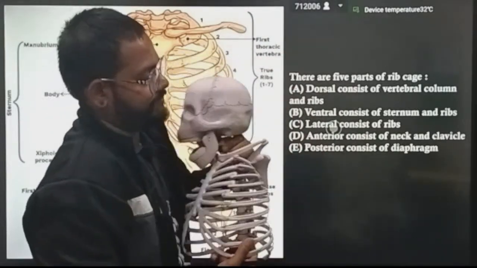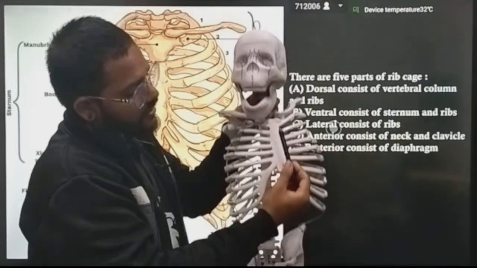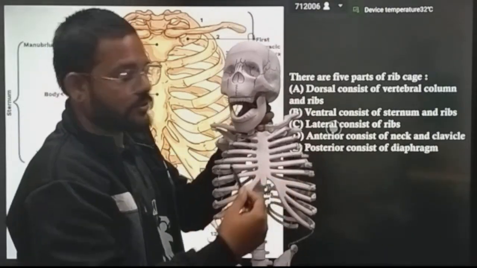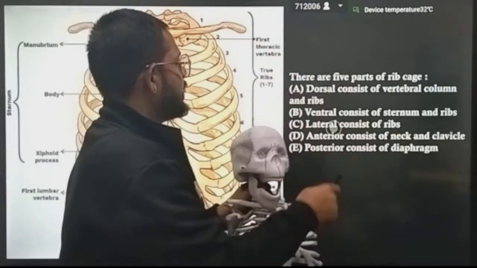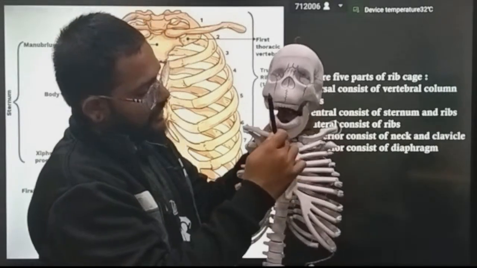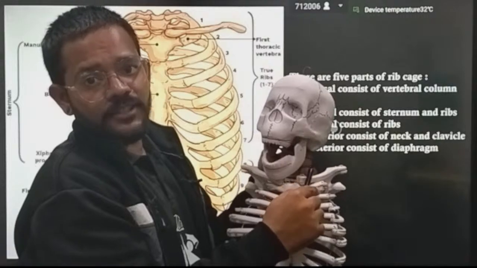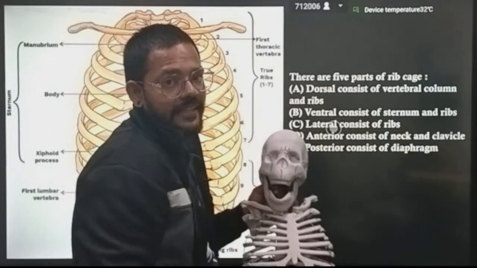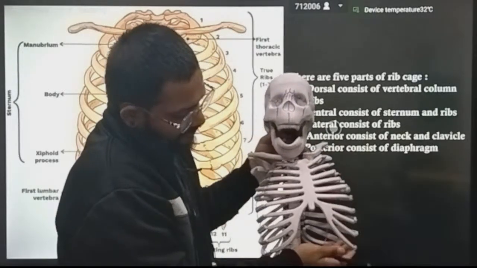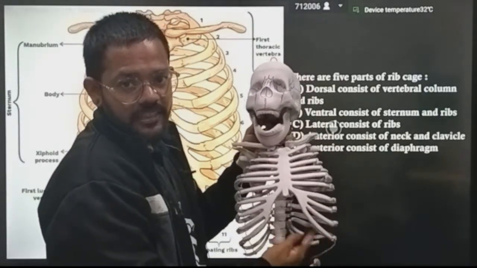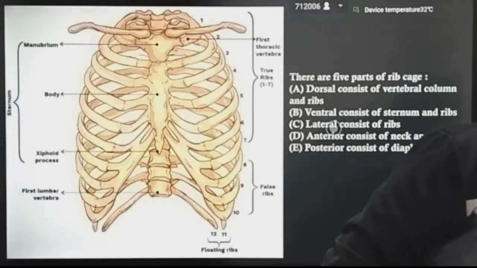Ventrally it is your sternum and some part of the ribs. Then laterally it consists of ribs, laterally this region. Then the anterior consists of the neck and clavicle. You can see here, this is the clavicle bone, the beauty bone, part of the pectoral girdle. It is at the anterior region of your rib cage. And the posterior consists of the diaphragm here. The dome shaped muscle, the diaphragm, makes the posterior part of your rib cage.